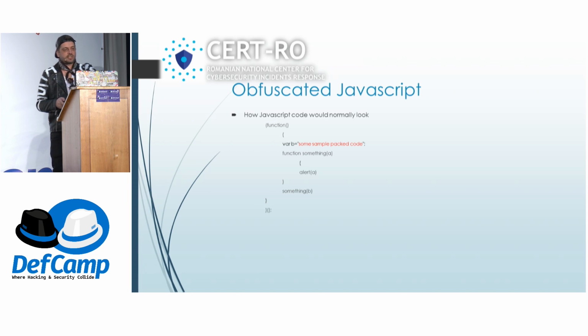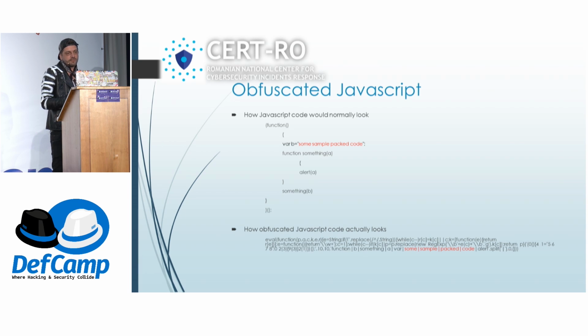Unobfuscated looks like this. So it's pretty readable. The obfuscated version, I don't know if you can see it here, looks nothing like this. Therefore, it's very hard to extract a signature from this obfuscated code.